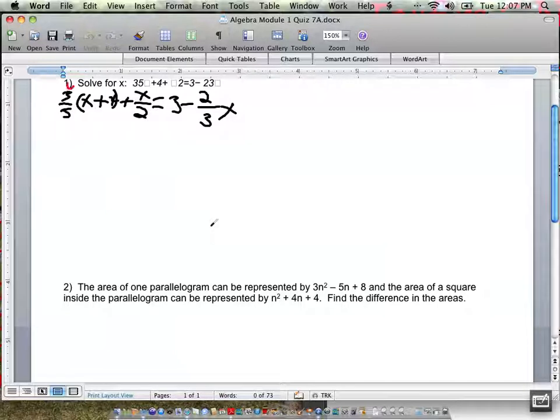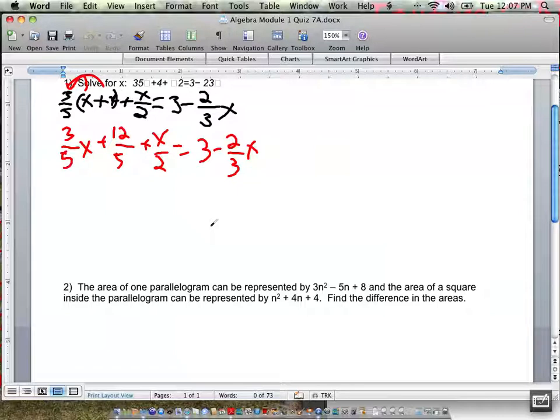So first I'm going to distribute the 3/5 to both parts of the package, and I get 3/5 x + 12/5 + x/2 = 3 - 2/3 x. So all I did was distribute, okay?